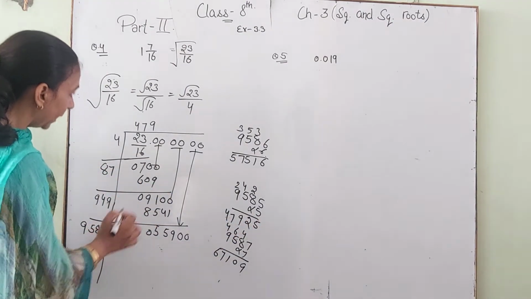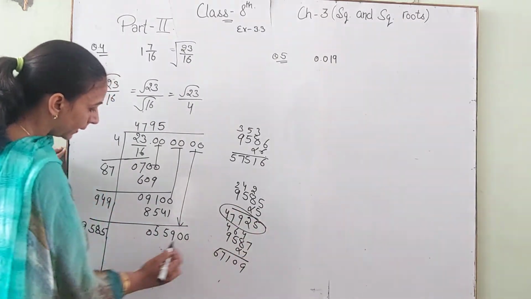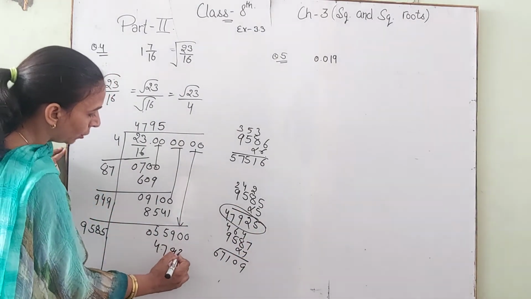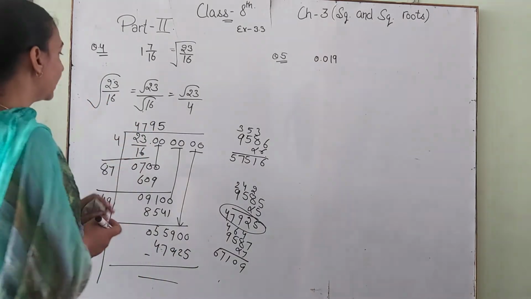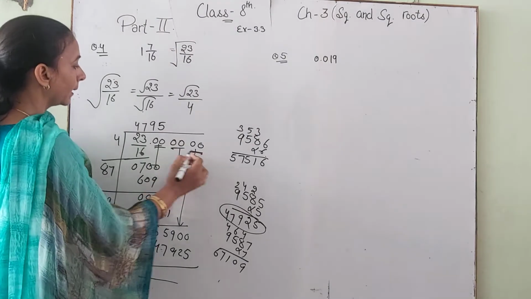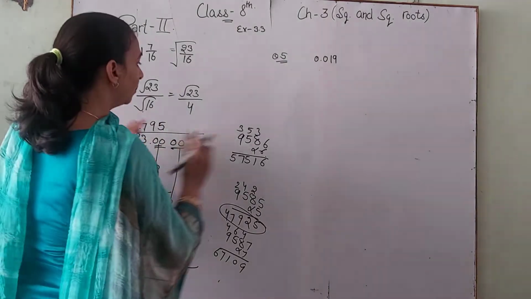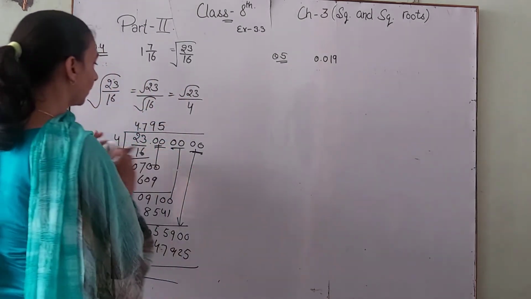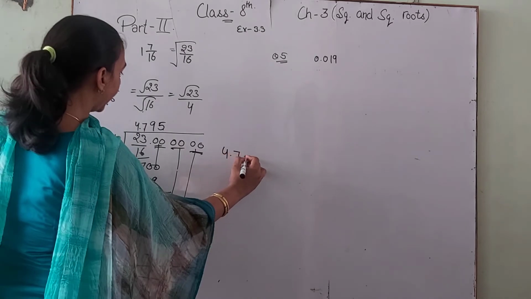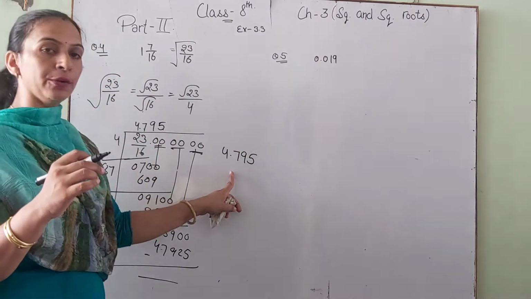Okay, there is 5, there is also 5, and in 5 that is 4, 7, 9, 2, 5. You subtract this and this is the remainder. But we find the answer. There are 3 pairs complete, so 1, 2, 3. That is 4.79. Okay. But we take only 2 places of decimals.